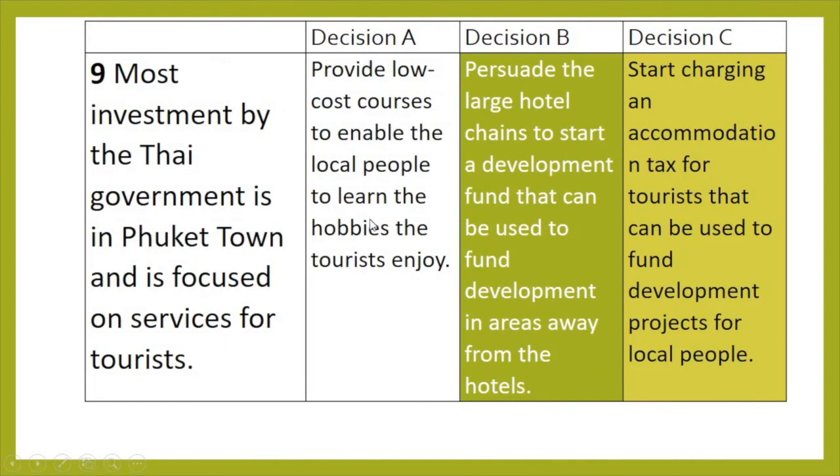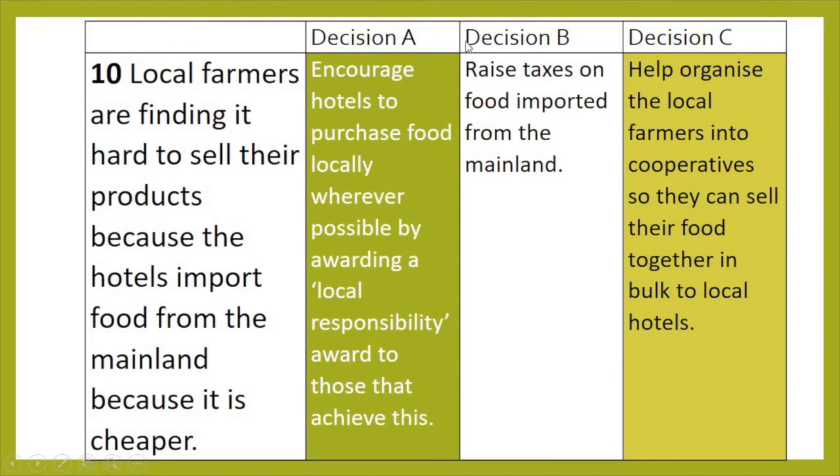Number 9, decision A is 0, decision B is 5, and decision C is 10. And finally, number 10, decision B is 0, decision A is 5, and decision C is 10. A cooperative is a group of farmers, and when you group farmers together, they have more power and more say over what happens to them. So this is a really good permanent long-term solution.